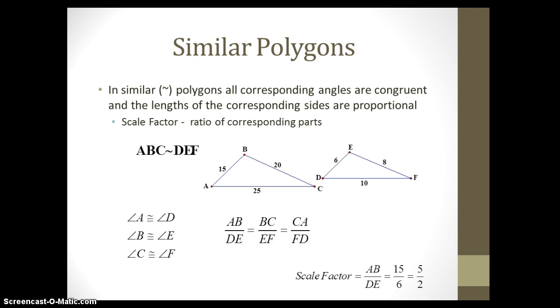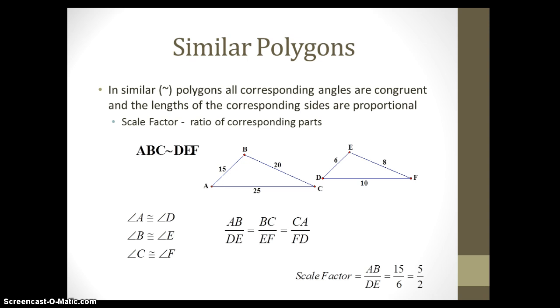So here we have triangle ABC is similar to triangle DEF, which means that angle A is congruent to D, angle B is congruent to E, and angle C is congruent to F. Just like in congruent polygons, we list the vertices in order. It also means our sides are proportional. So side AB over side DE is equal to the ratio of BC over EF, which is equal to the ratio of CA over FD.